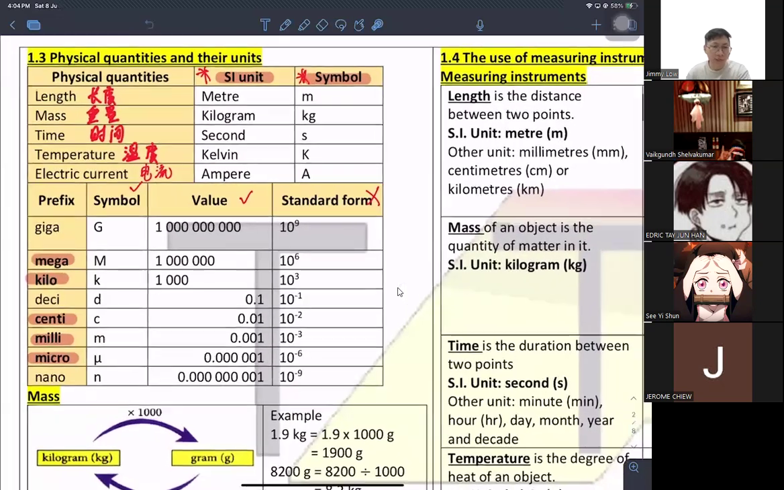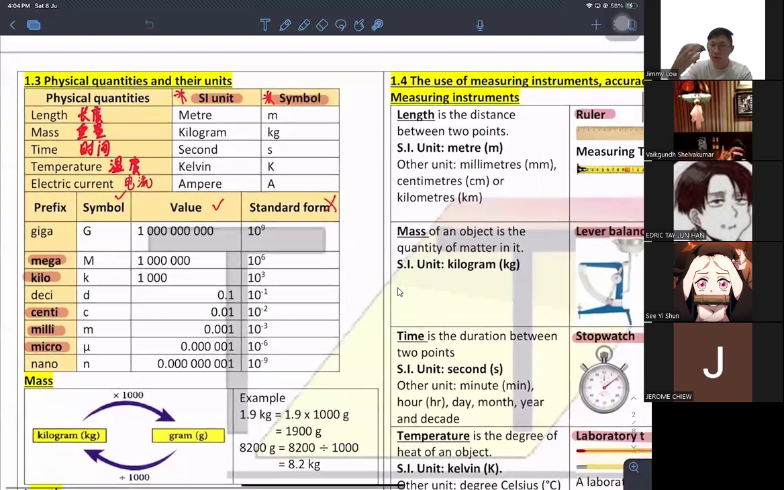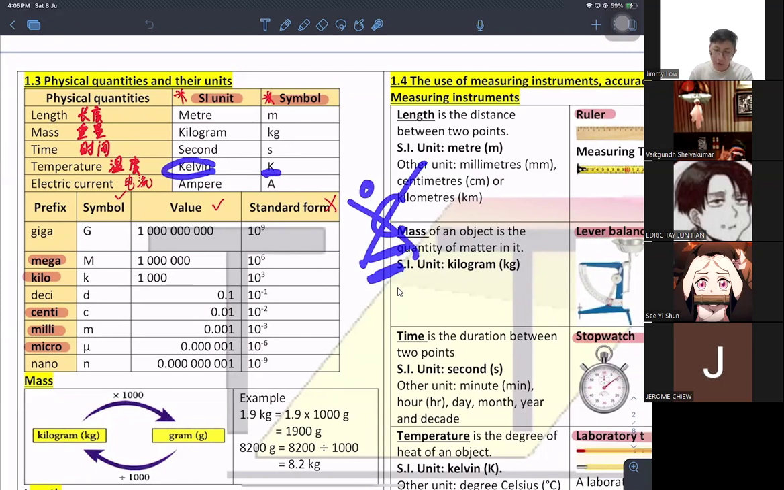For the physical quantities, what you have to know is why we need SI unit, what is SI unit, and what they are. For all these physical quantities, you have to know their SI unit. One very common mistake made by students is the temperature. A lot of people wrongly assume degrees Celsius is the SI unit for temperature. This is not correct. The correct one is Kelvin. Kelvin is the actual SI unit for temperature.